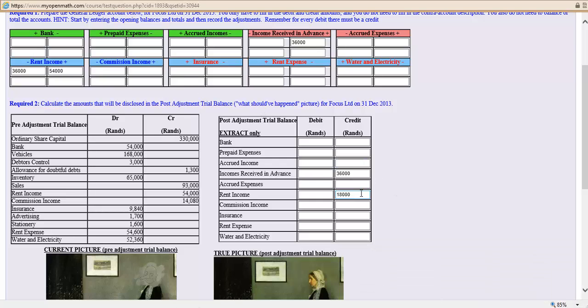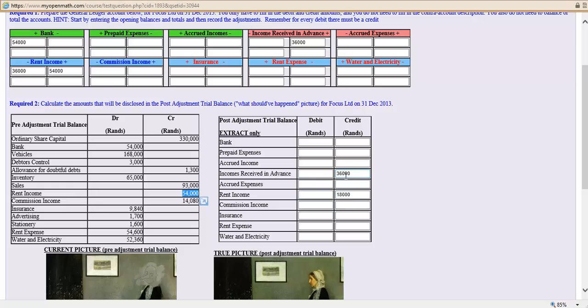Just to quickly show you one more thing. What would have happened originally to arrive at this current picture of 54,000 in rent income? The entity probably would have received cash of 54,000 income received in advance. So they would have processed a debit on the bank account of 54,000 Rand, and then they recorded this income of 54, showing that they've actually earned the income. But then come the year end, we do our adjustments and we see that we have not yet earned the full 54,000, because we still owe services to the other entity.